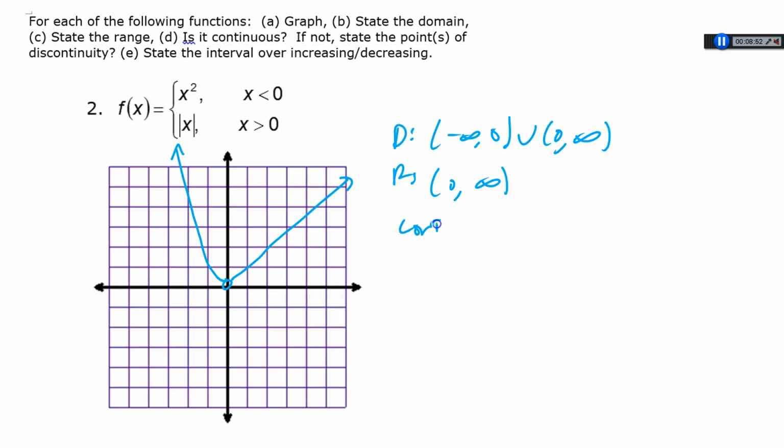Continuous? Nope. We have a hole, or a removable discontinuity, right here at 0. Saying hole is just fine. That's a hole. It's not a jump because it stays at the same value, but it's plucked out of the graph. Now we have decreasing from -infinity to 0, and increasing from 0 to infinity.